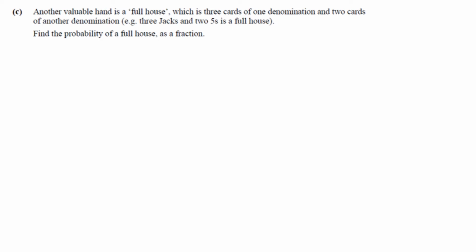So the last part of this question is another valuable hand is a full house, which is 3 cards of one denomination and 2 cards of another denomination, e.g. 3 jacks and 2 5s is a full house. Find the probability of a full house as a fraction. So I'm going to use what they've given us as a guide to help us. So how many different ways can we pick 3 jacks? Well, there's 4 jacks, choose 3. But there isn't just jacks to choose from. We have 13 possible cards that is true for.